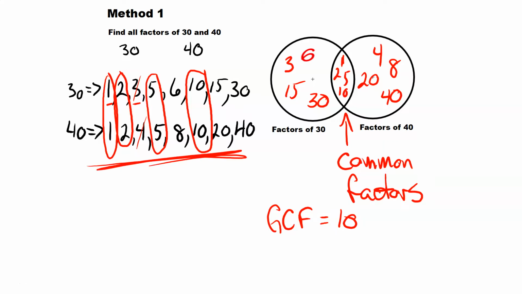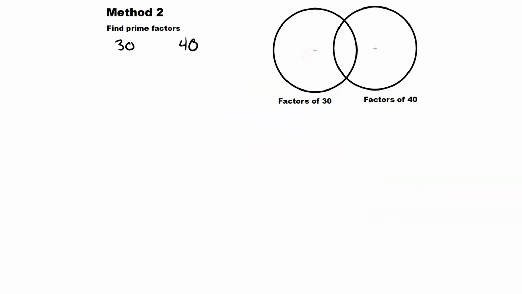However, the Venn diagram is much more useful when we're working with prime factors. Let's see how that works. So this time we're going to do prime factorization of the two numbers. So 30, we can do 3 and 10. Then we can do 2 and 5. We're down to prime factors there. 2, 3, and 5 are all prime.